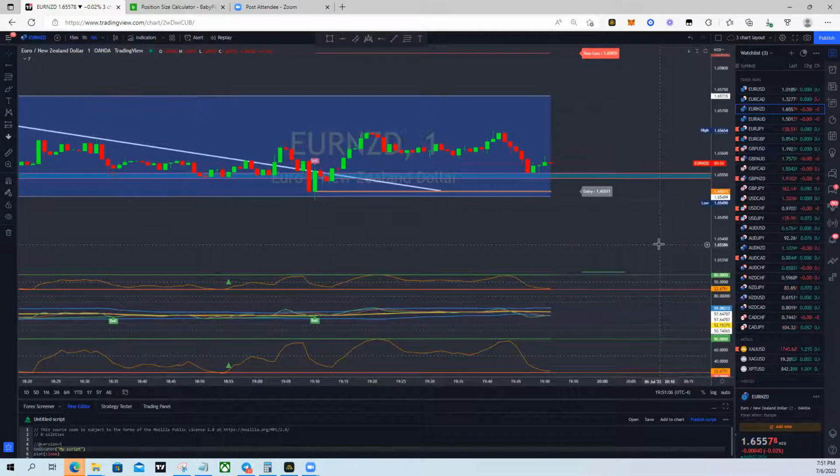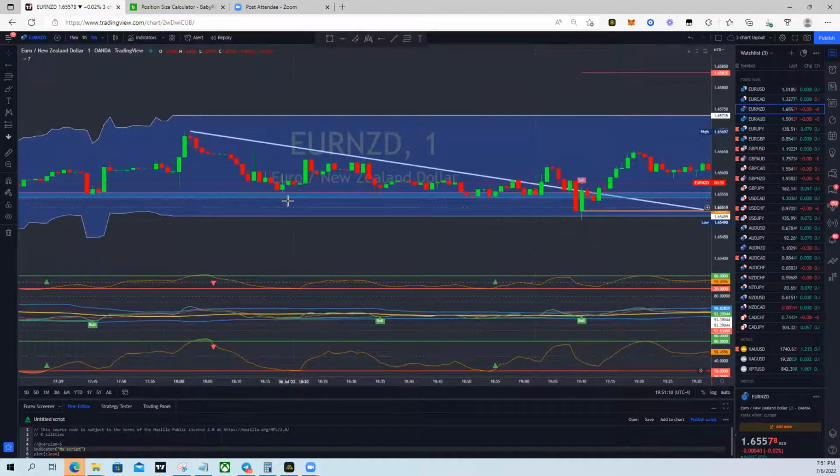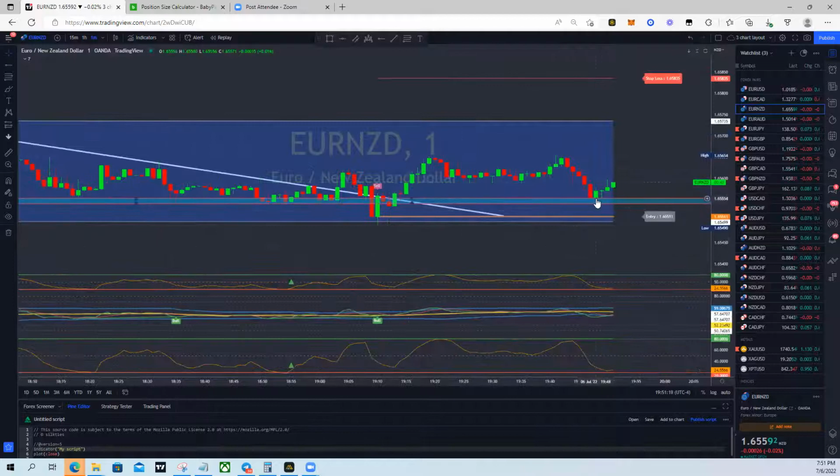I don't know what I was looking at on that. That zone was there for a reason. Oh, okay. Bottom of the zone. It bought. Look where it's at. Look where it came back to.